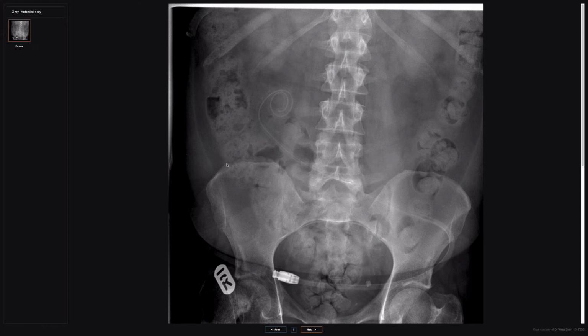Another one is a peritoneal dialysis catheter. There's still a lot of patients who have them. They'll often request abdominal radiographs if there's some kind of problem with the dialysis.